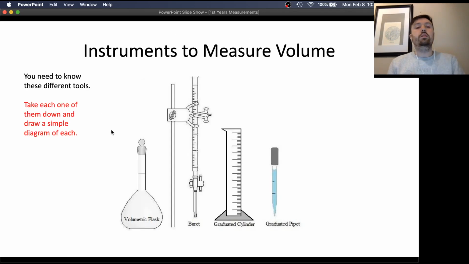All right, so some instruments to measure volume. You need to make sure you know each one of these, so take each of their names down and maybe draw a quick little diagram of each. You've used the graduated cylinders. I think we've used the graduated pipettes. Burettes you'll probably use maybe in Leaving Cert, and the volumetric flask, again, probably closer to Leaving Cert. These are the different tools or instruments that we use to measure volume. This can come up on the Junior Cert. They might show you a picture of a graduated cylinder and ask what is this and what does it measure? You have to be able to say it's a graduated cylinder and it measures volume. Okay?